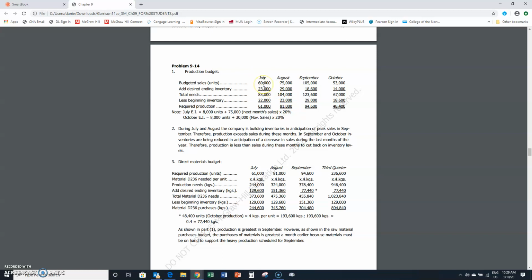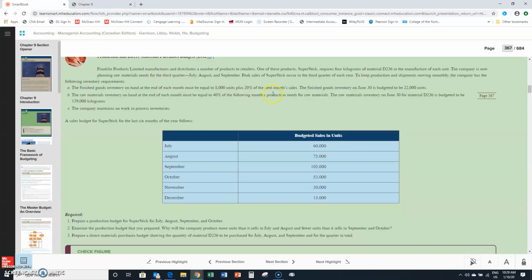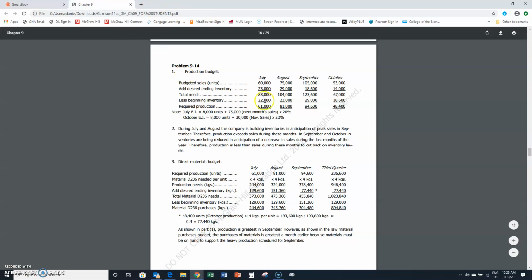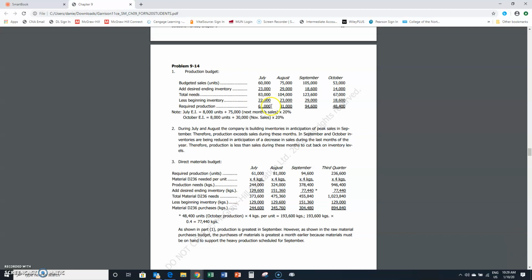So you're going to sell 60,000. You want to have 23,000 in ending inventory at the end of the month. So that means you need 83,000 units. What did you have to begin with? Well, it tells us that the finished goods inventory on June 30th is budgeted to be 22,000 units. So we need 83,000 this month. We already have 22,000 in beginning inventory, so we need to make 61,000.